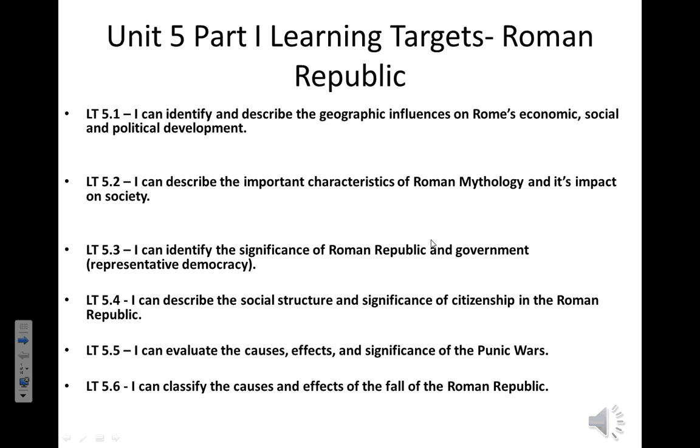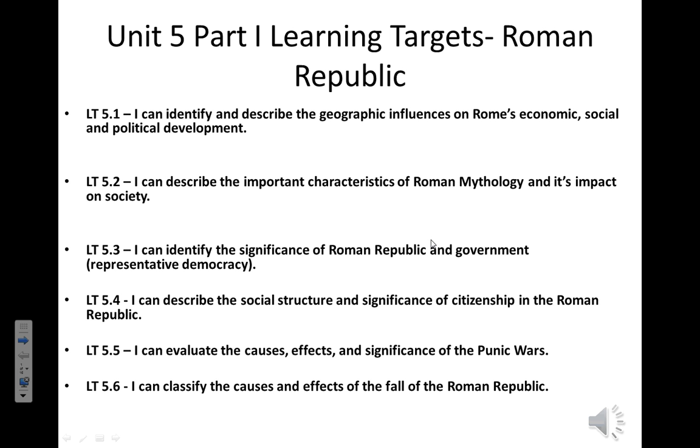So starting off, I can identify and describe the geographic influences on Rome's economic, social, and political development. I can describe the important characteristics of Roman mythology and its impact on society. I can identify the significance of the Roman Republic in government, which would be representative democracy.